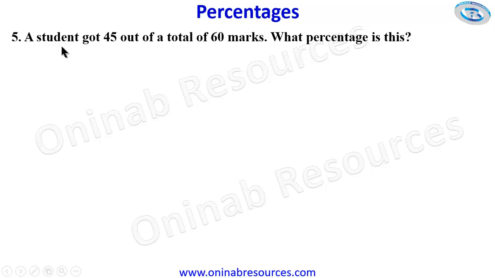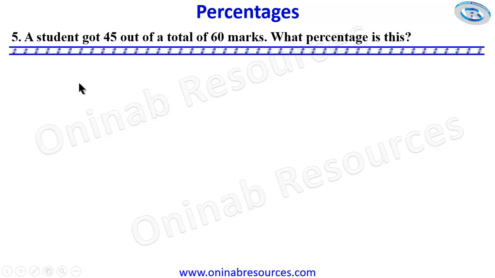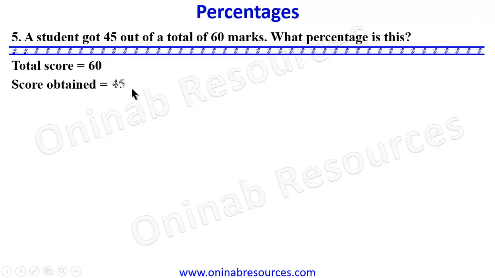For problem 5, a student got 45 out of a total of 60 marks. What percentage is this? So to solve this problem, we are given the total score to be 60 marks, and the score obtained is 45. So the percentage now is going to be 45 over 60 times 100%.